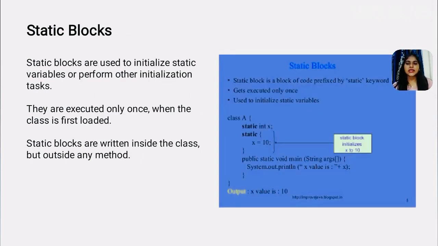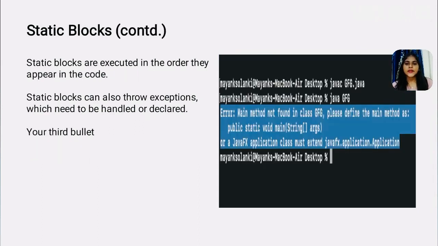Static blocks. Static blocks are used to initialize static variables or perform other initialization tasks. They are executed only once, when the class is first loaded. Static blocks are written inside the class but outside any of the methods. A static block is a block of code prefixed by the static keyword. It gets executed only once. It is used to initialize static variables. Here we can see the example. Static blocks are executed in the order they appear in the code. Static blocks can also throw exceptions which need to be handled or declared.